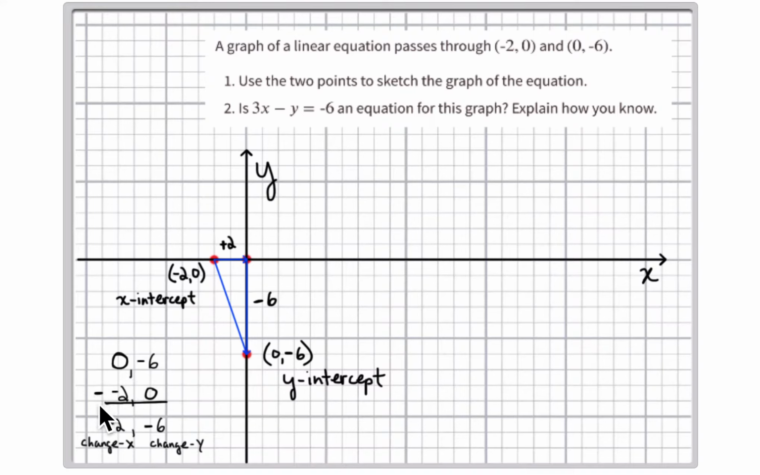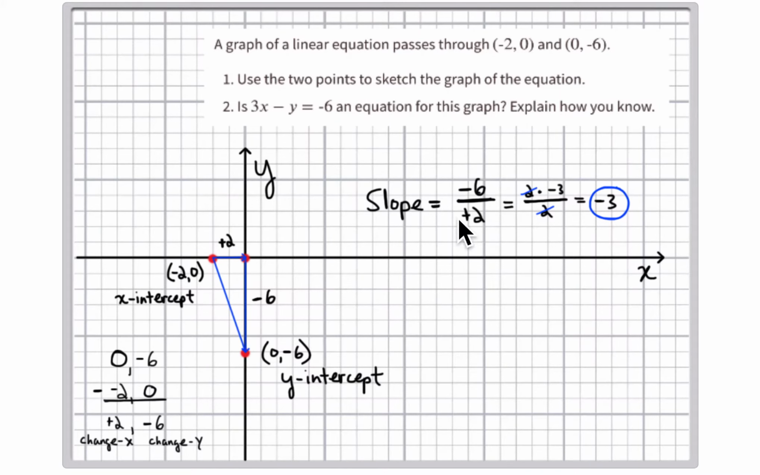Remember, you're going to use the inverse operation and the additive inverse, so you're going to add a +2. So 0 minus -2 actually equals +2. So it's changing +2 units in the horizontal direction. So that slope is the change in the vertical direction, which is -6, over the change in the horizontal direction, which is +2. To simplify this, you can factor out the 2: 2 times -3 divided by 2. 2 divided by 2 is 1, so they cancel out, and you're left with -3.